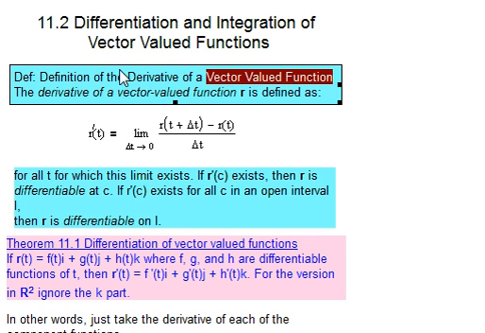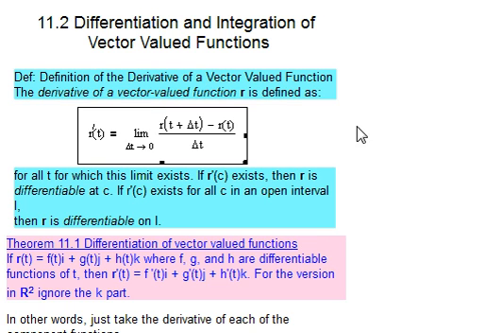If you notice, this definition of the derivative of a vector-valued function looks exactly the same, but there are a few differences that are rather subtle. This r of t plus delta t is a vector, and so is this vector r of t. And therefore our derivative, r prime of t, is also a vector.